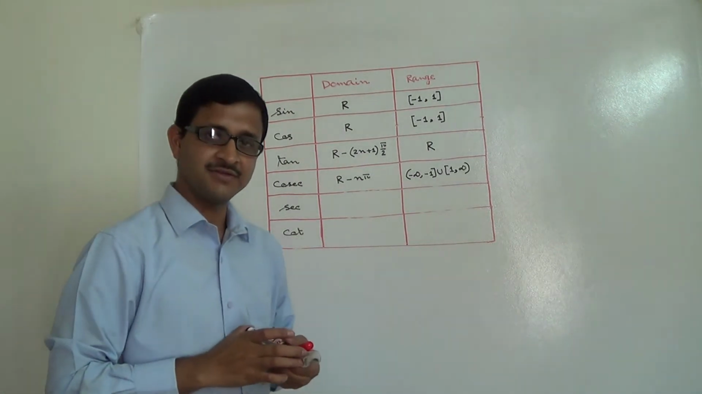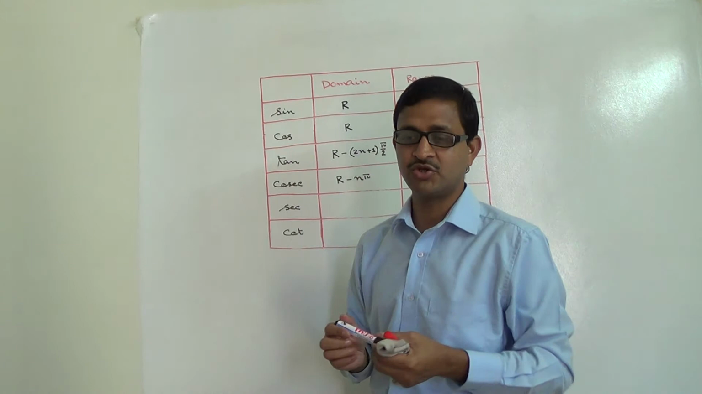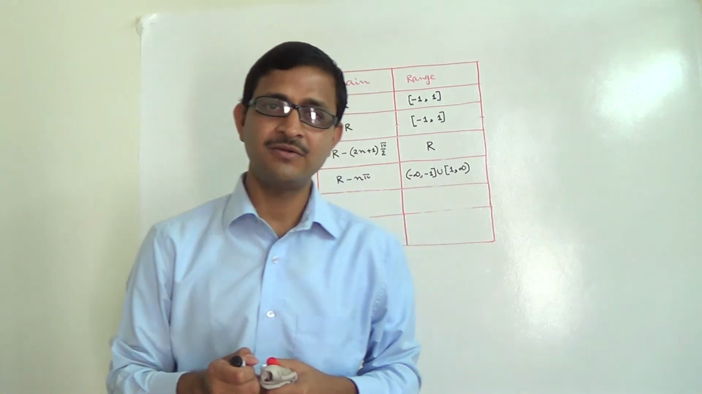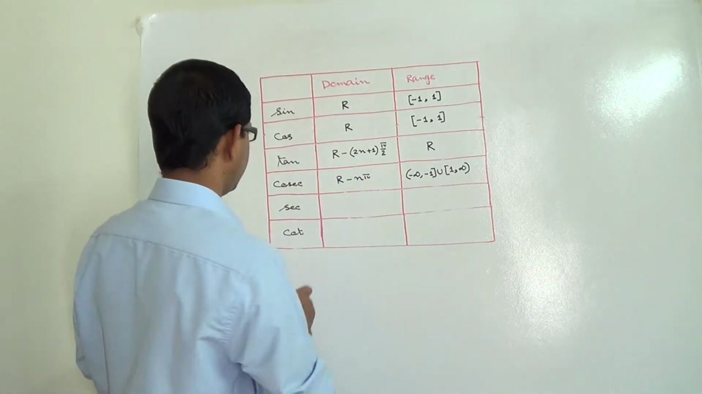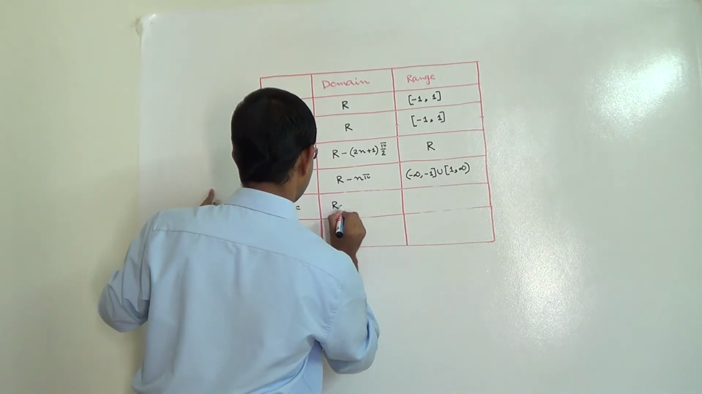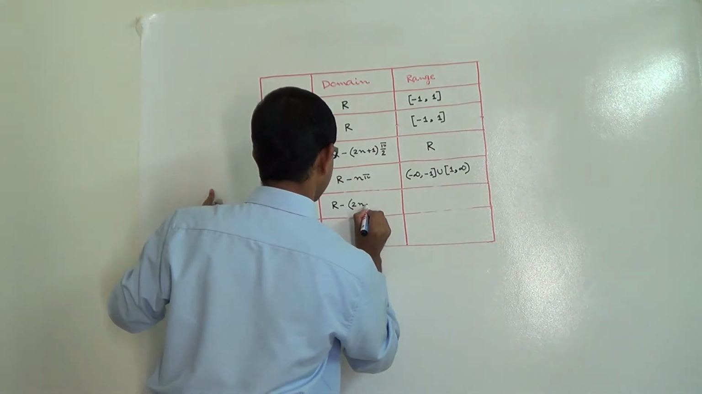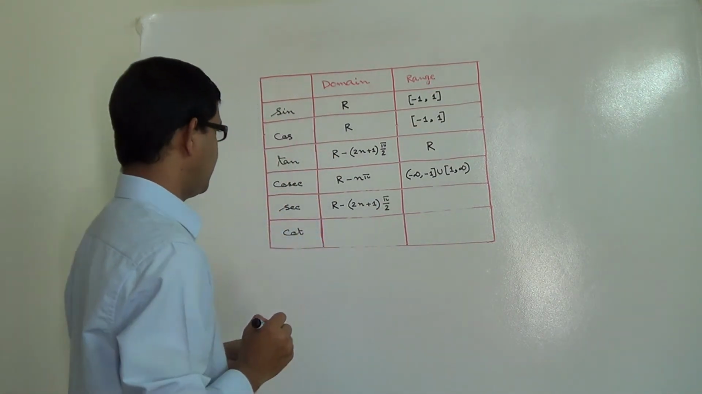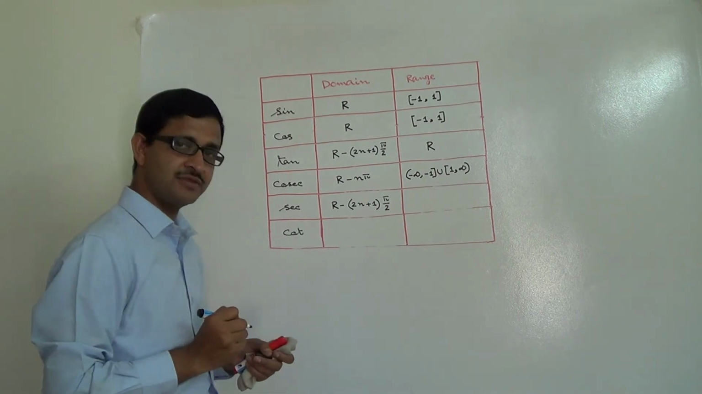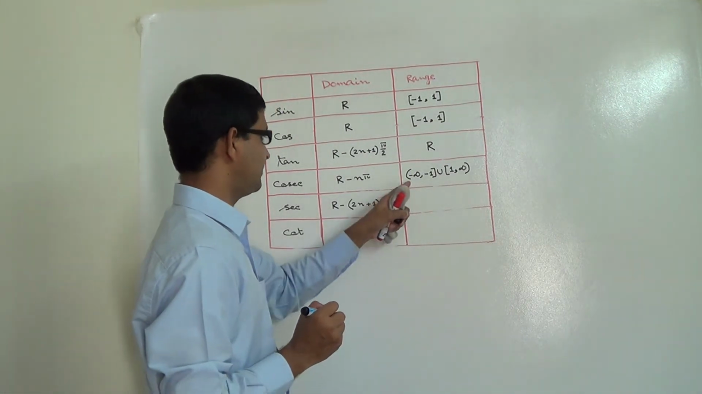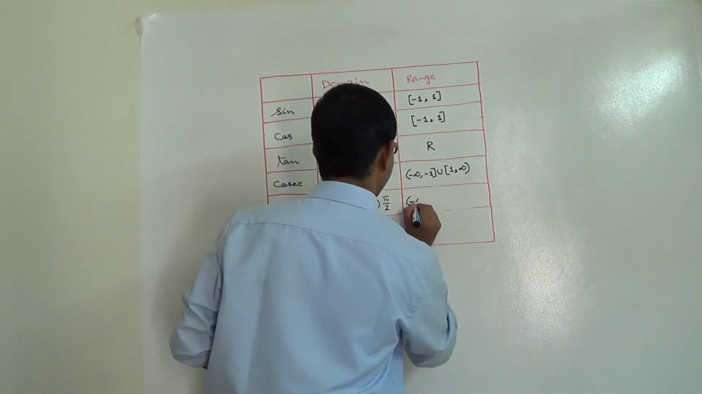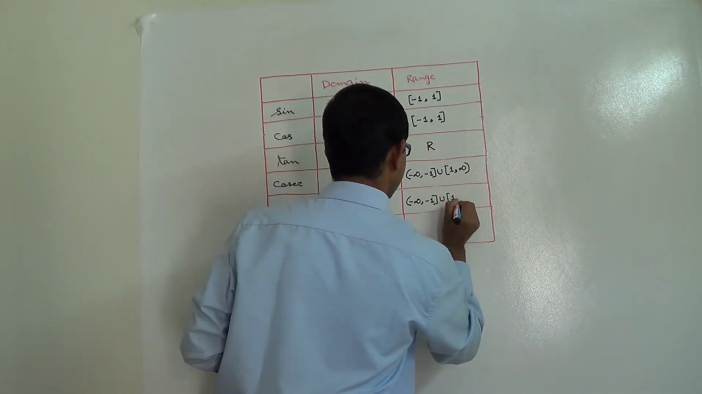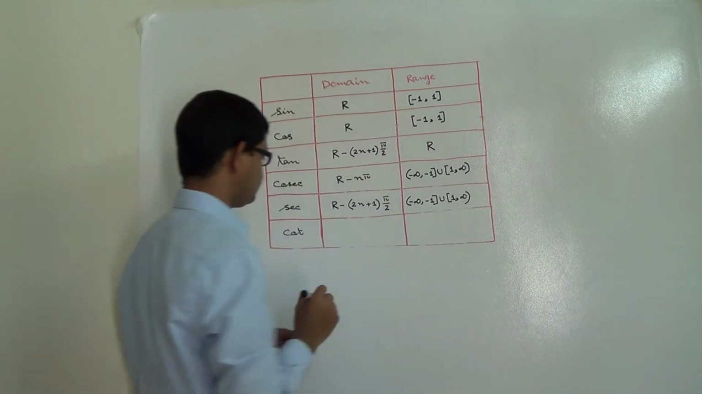What is the domain of the function sec? The domain of the function sec, we have observed, is any real number except the odd multiples of pi by 2. So we can write R minus (2n plus 1) into pi by 2. And what is the range of this function sec? It is similar to cosec, which is minus infinity to -1 closed interval, union 1 closed interval to infinity.